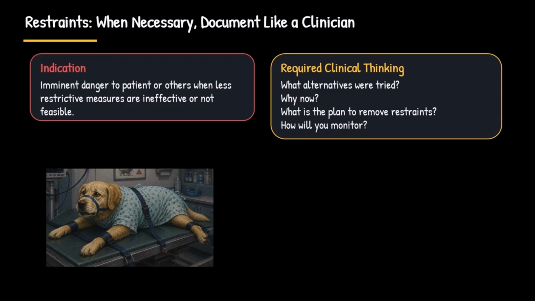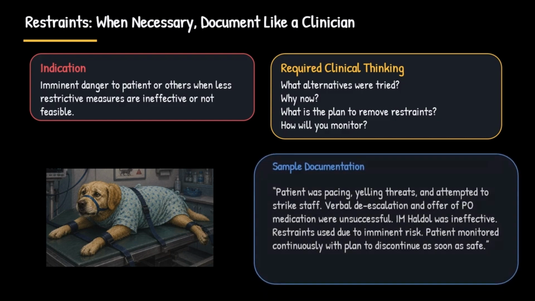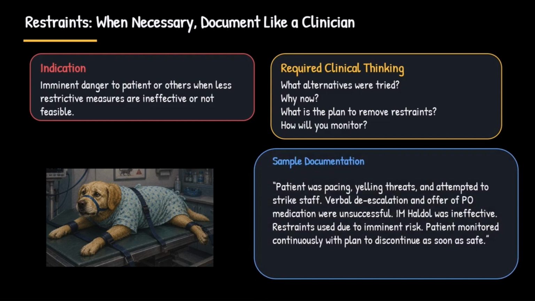For my hospital, we have to reassess every 4 hours to see if they need continuation of the restraints. And how will you monitor? How are you going to make sure that this person is safe while they are in restraints? You also need to document very well because this is a legal risk.